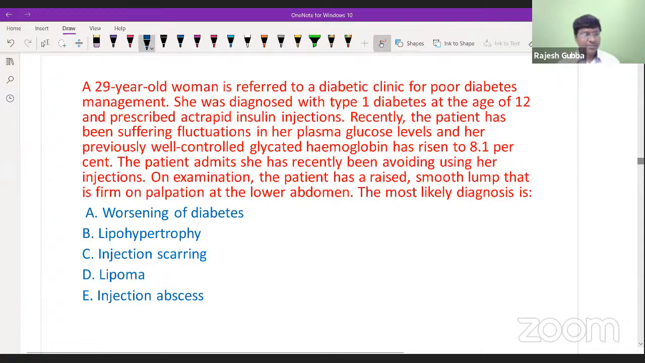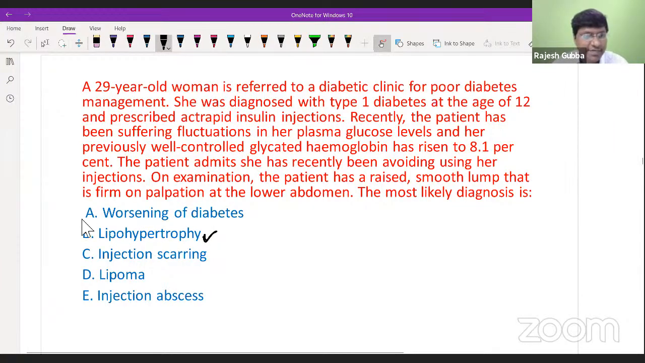Yes, can anyone answer this? This is another very, very interesting question, and let me see how many of you will answer and who will be the first person to answer this question. Very good, Chandia. So Chandia has answered first, and excellent, Chandia. So the answer is lipohypertrophy. Okay.